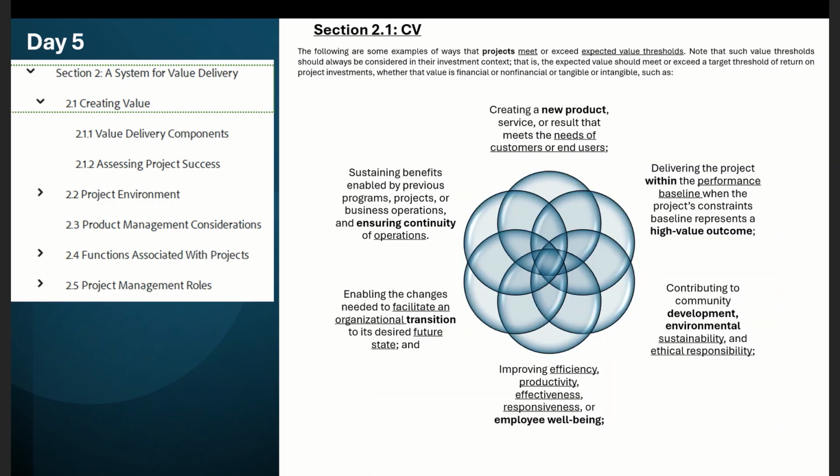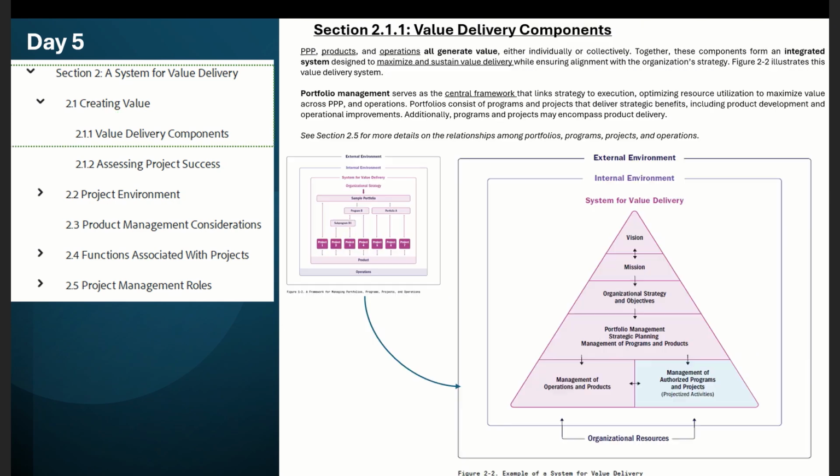What else? In this session, you can follow some examples of the ways projects meet or exceed the expected values, like creating a new product, or facilitating an organization's transition to the future state, or any of these samples that you can find in the PMBOK book.